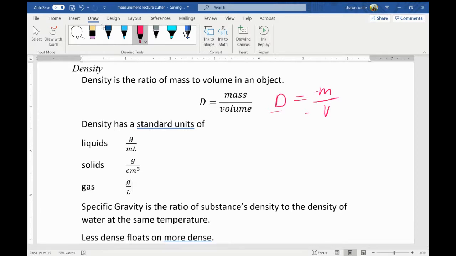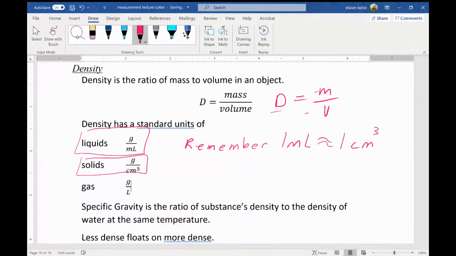So density is mass divided by volume, or DMV is the mnemonic device. Density has standard units, or units for which it's usually reported. For liquids, it's generally reported in units of grams per milliliter. For solids, it's generally reported in grams per cubic centimeter. Remember, I told you last time as we were dashing out the door that 1 milliliter is the same thing in terms of the amount of volume as 1 cubic centimeter.